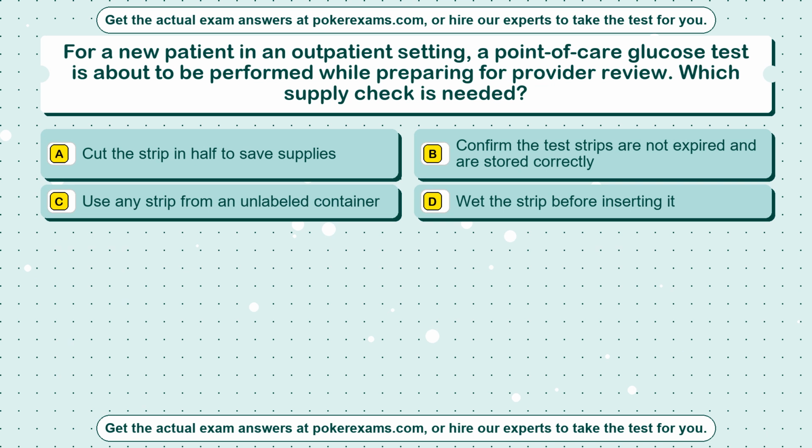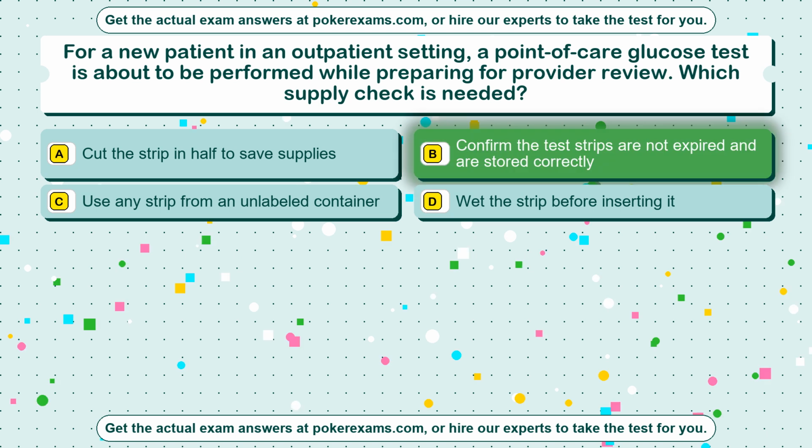Question 32. For a new patient in an outpatient setting, a point-of-care glucose test is about to be performed while preparing for provider review. Which supply check is needed? Option A, cut the strip in half to save supplies. Option B, confirm the test strips are not expired and are stored correctly. Option C, use any strip from an unlabeled container. Option D, wet the strip before inserting it.